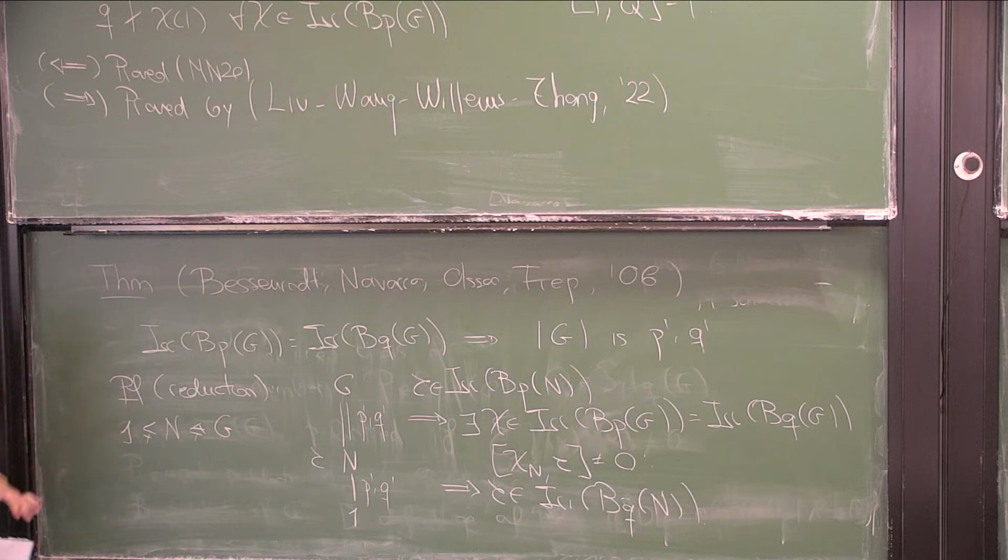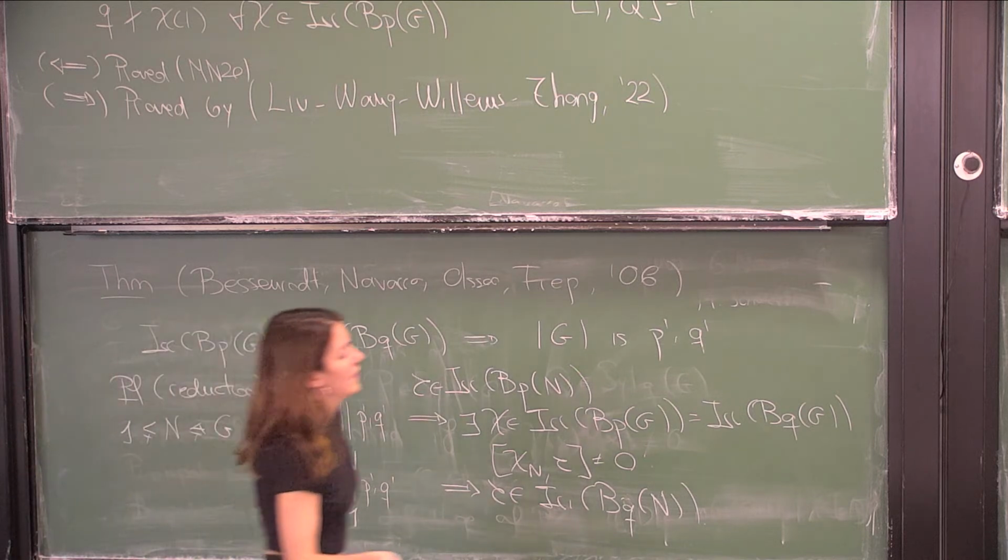So what we can assume is that G has no proper normal subgroups, and then it's simple, so we now need to check it for simple groups. Okay?